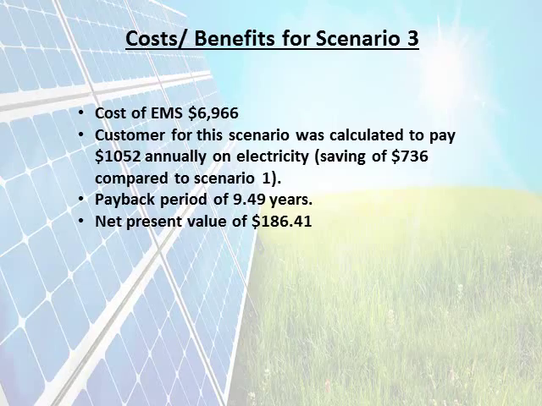The payback period was 9.49 years, with a net present value of $186.41. Although this net present value is lower than the privately owned scenario, it does not take into account the discounted price a utility would be able to sell a solar PV system to their customers. If the utility were able to sell the system at 85% the cost of retail, the payback period for the energy management system goes down to 8.65 years with a net present value of $755.